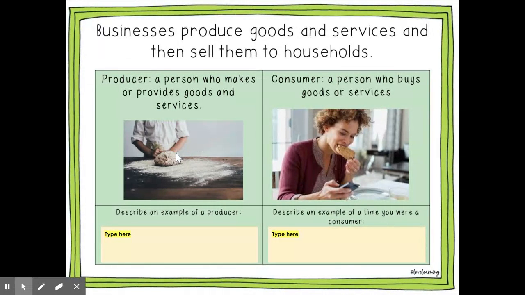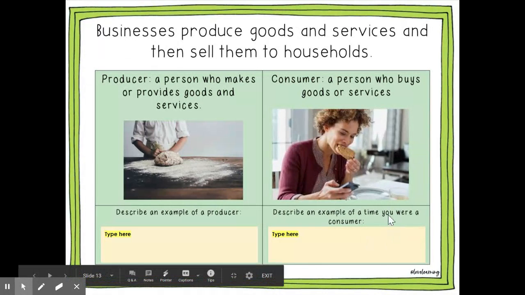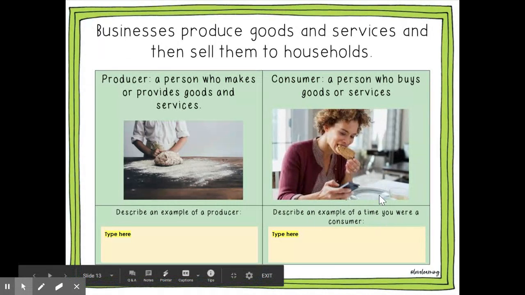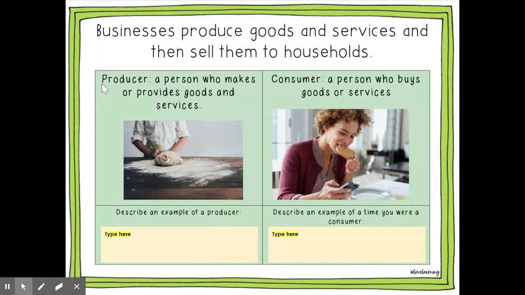If I were coming up with my own example, I would say I went to a dentist who gave me a filling, and then I would be the consumer who then had a brand new filling in my tooth that no longer hurt. So my dentist would be the producer, and I would be the consumer with no more achy tooth. What would be your example? Pause the video and give me another example of producer and consumer.